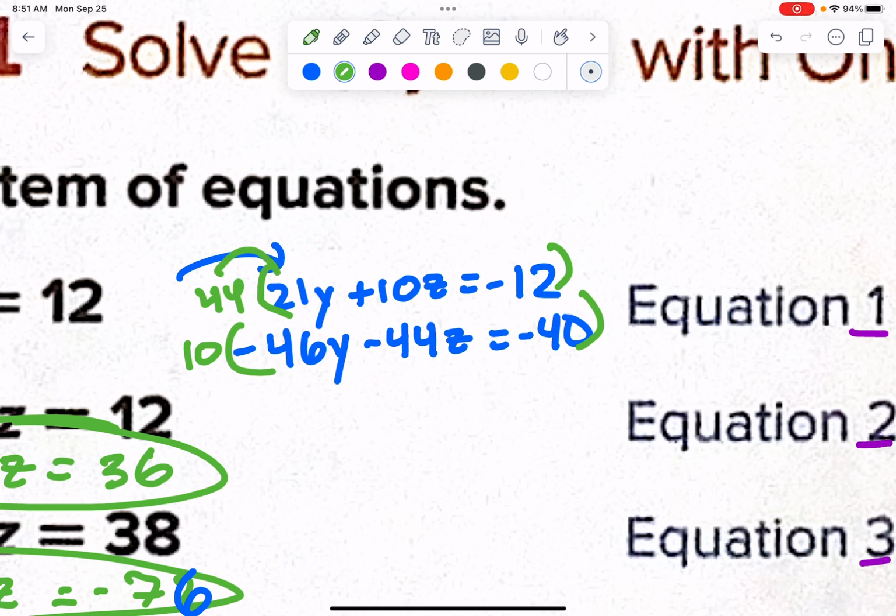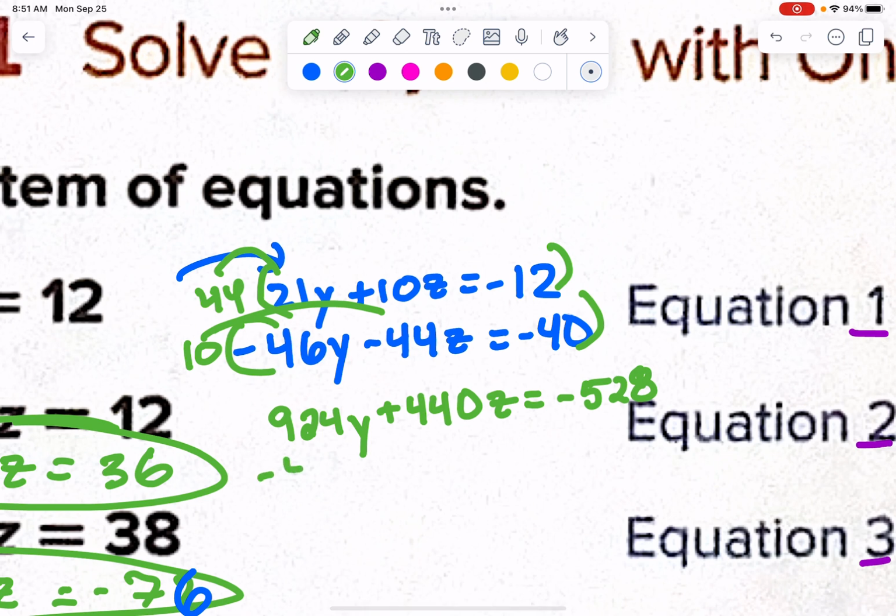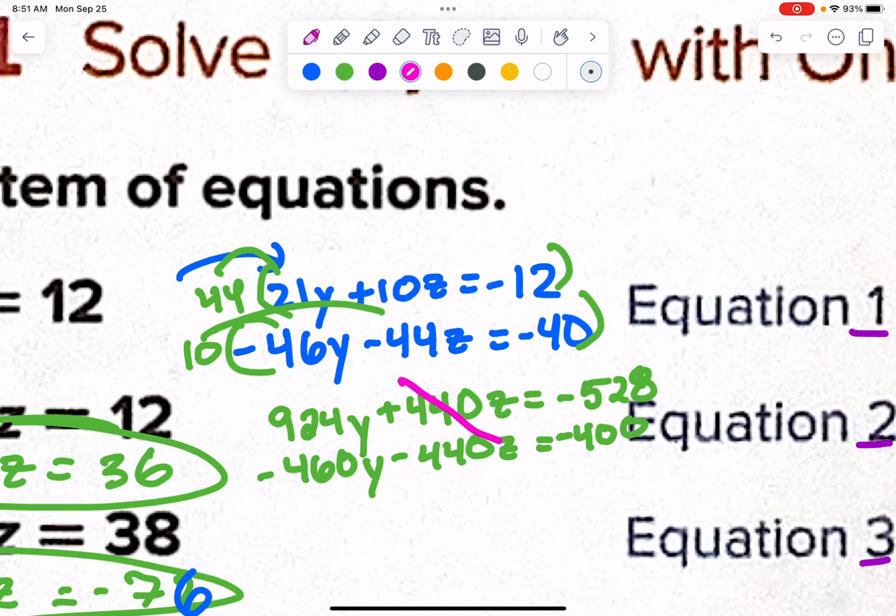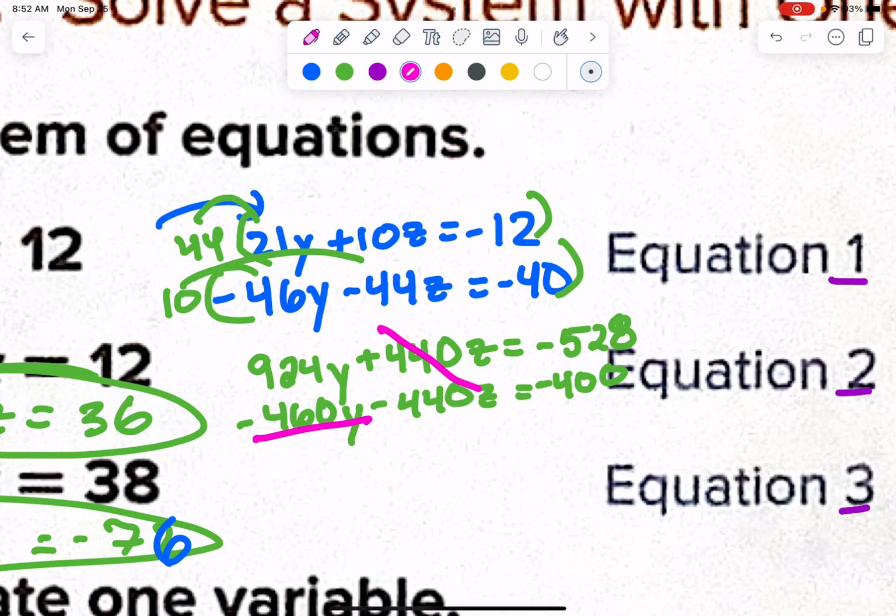44 times 21 we said was 924y, okay? 44 times 10 is 440z, and then 44 times -12 is -528, okay? Now we're gonna do the same thing at the bottom. We're just multiplying through by 10, so -460y. You should do this without a calculator, minus 440z equals -400. And that's what he becomes, okay? Now my z's do cancel. If they don't, I did something wrong. And if I add the y's together, I get 464.